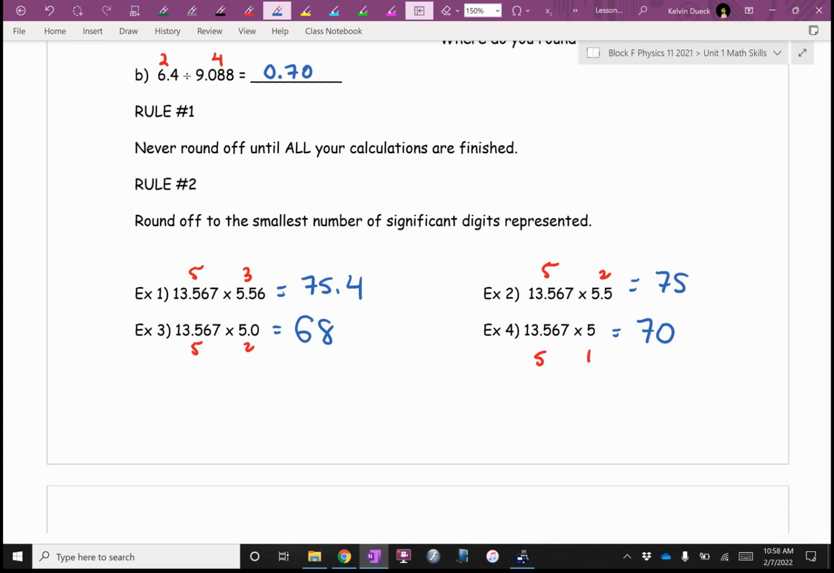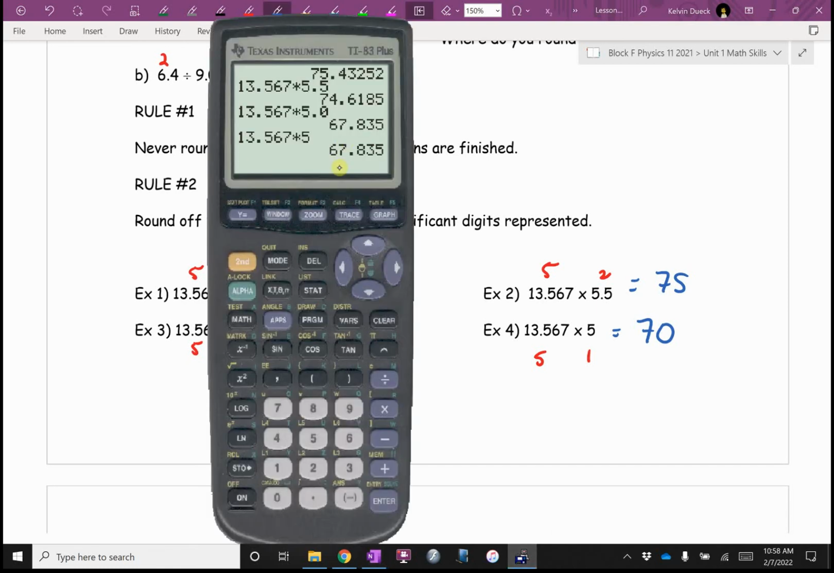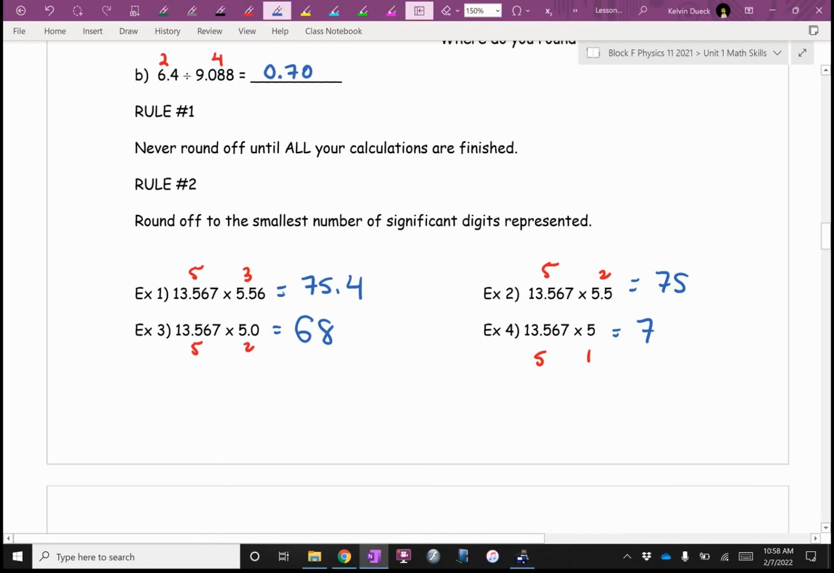So I got, for example 1, 75.4, 3 sig figs. Example 2, 75, 2 sig figs. Example 3, 68, also 2 sig figs, but with different numbers. And example 4, I guess 1 sig fig, so I round off after the 7, but I can't just write 7, because on my calculator, clearly, it's 67.8. So if I just wrote that, no, it's 70, and that 0 is not considered significant. It's just a placeholder. It's bumping the 7 over and making it a 70. That's the rule for multiplying and dividing.